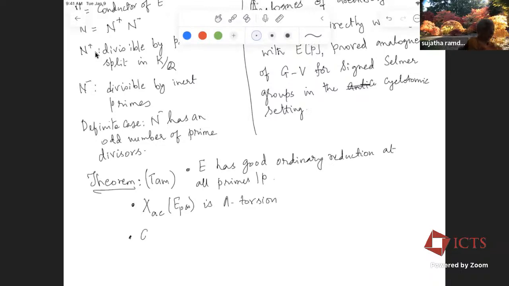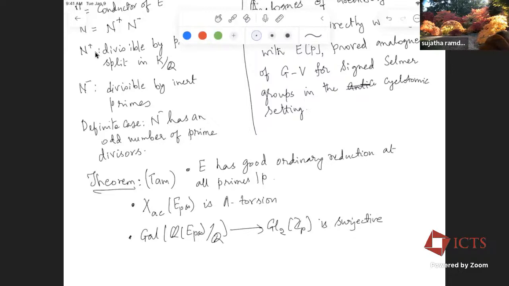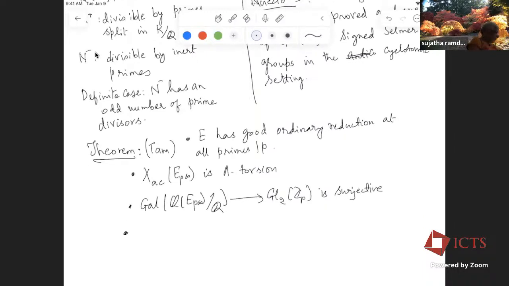Then the Galois group of Q(E[p infinity]) over Q surjects onto GL2(Zp). So it's the full image. The image of the Galois representation is the full image. And this is again something that is similar to what happens in the supersingular setting. In the cyclotomic case, you have this for free in the supersingular setting, but here you need to make this hypothesis. So all of these are hypotheses.